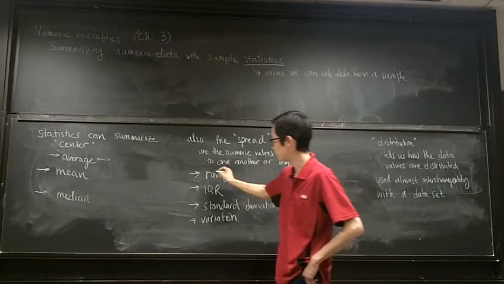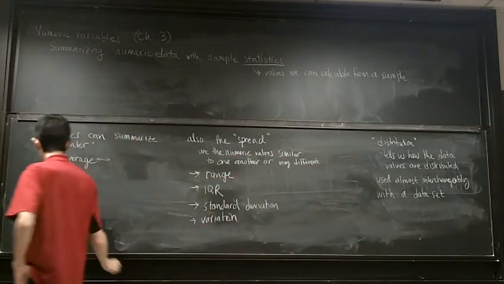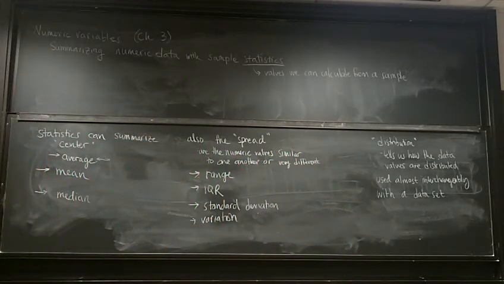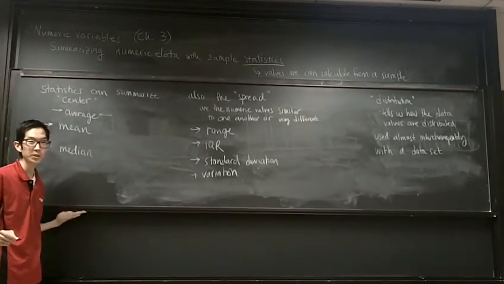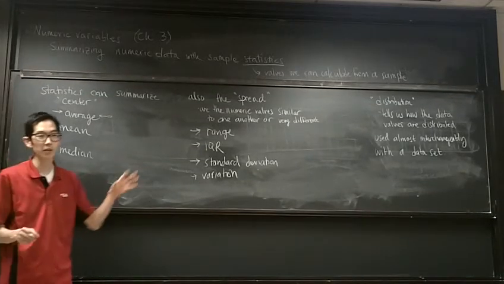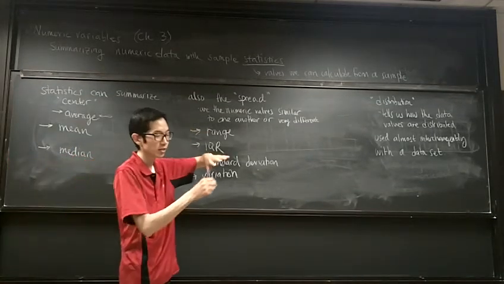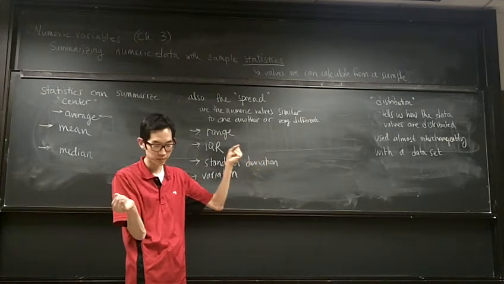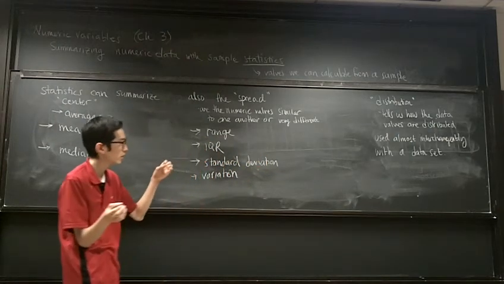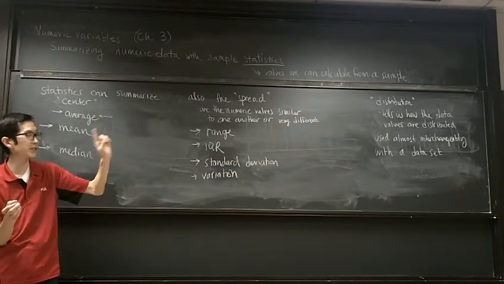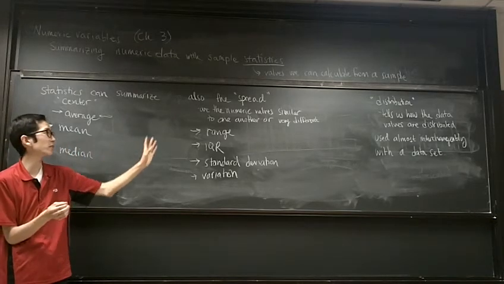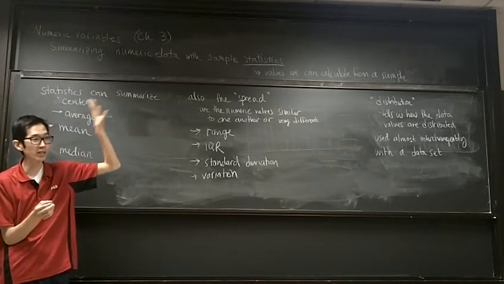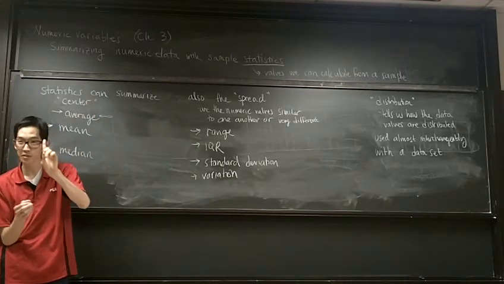So all of these numbers, there's 4 of them, or 6 of them: the mean, the median, range, IQR, standard deviation, variation. These are all sample statistics. So they are all values that we can calculate from a set of data. And they are single numbers, okay? They basically tell you an aspect about that data using a single number.